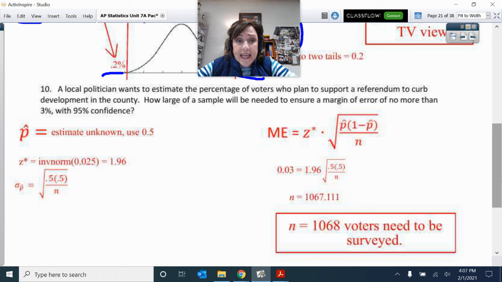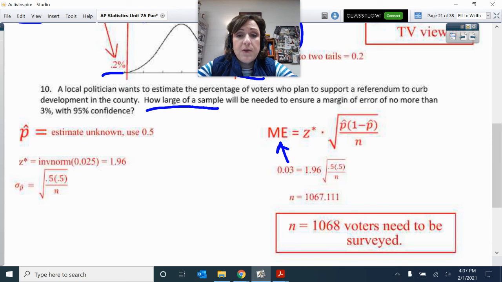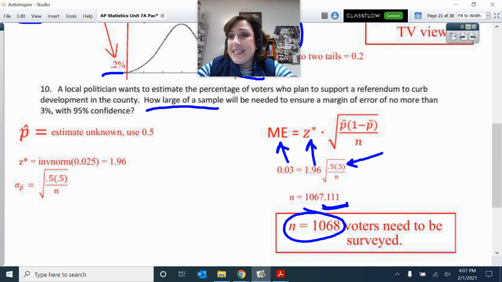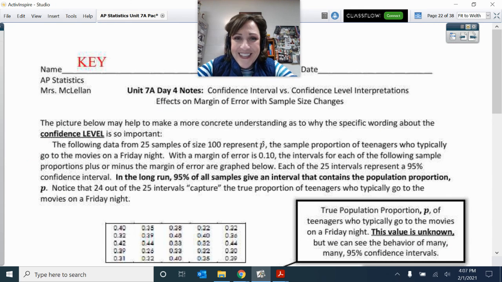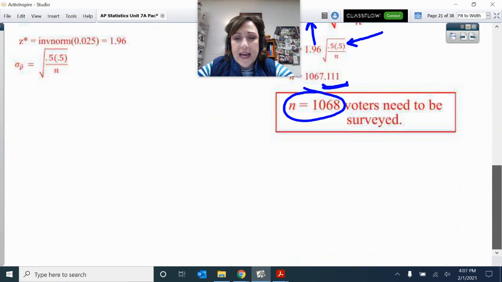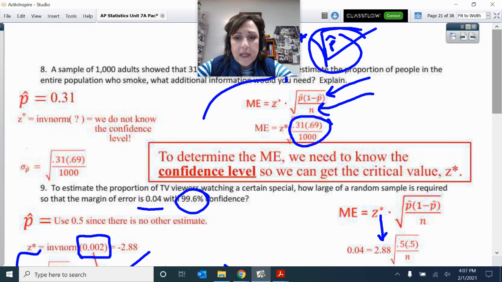Okay, so how large of a sample do we need to ensure a margin of error of 0.03 with this critical value? And we had to estimate, here we put our 0.5 in there, so then we did our math. Notice that it's just a little over 1,067 that is needed, so it has to be 1,068. And that's it.